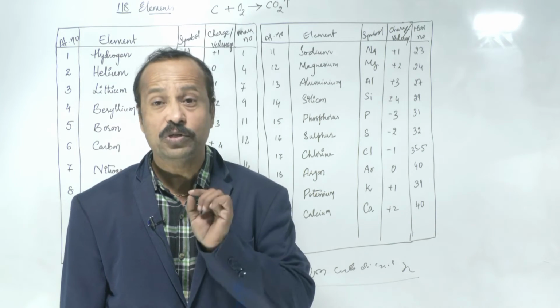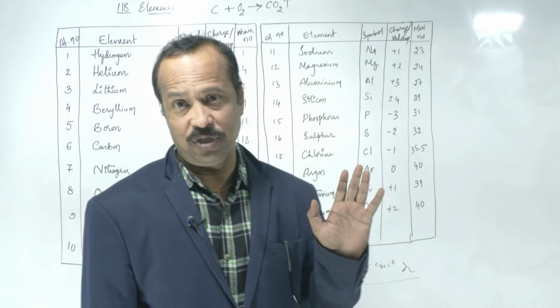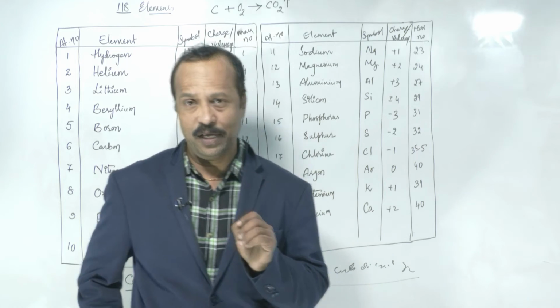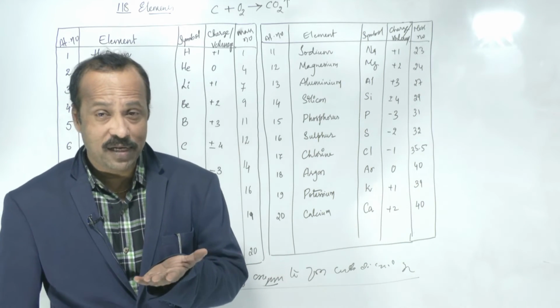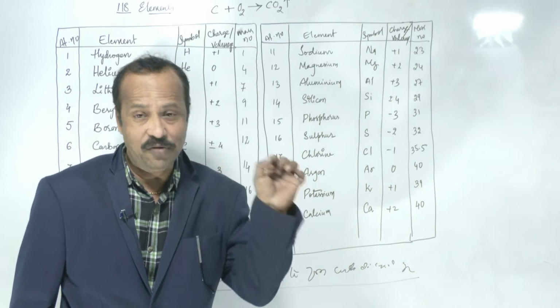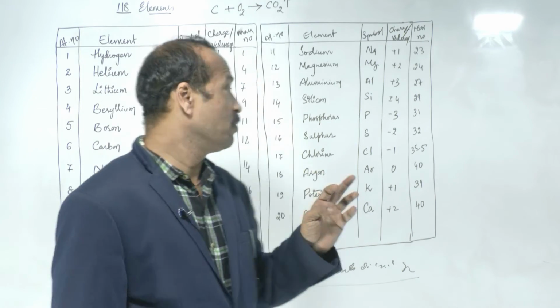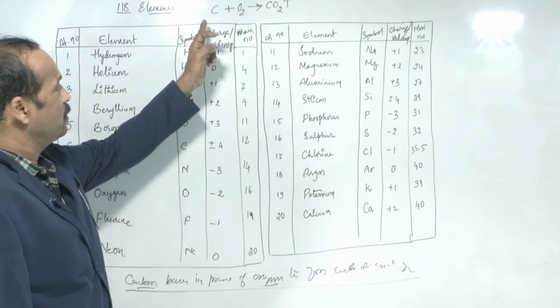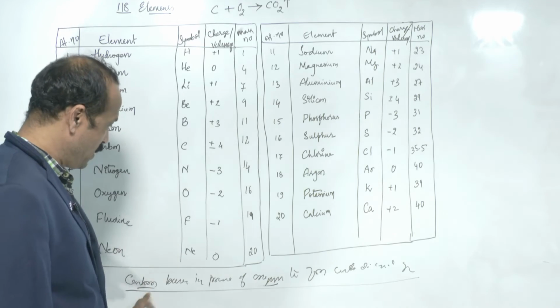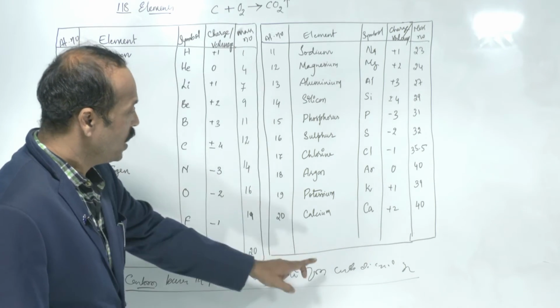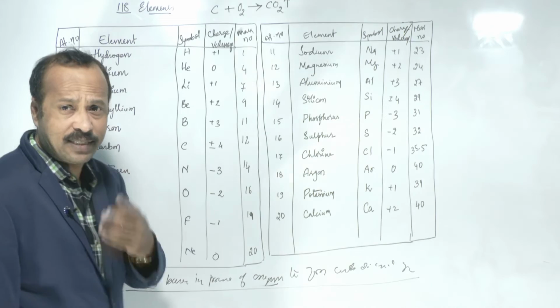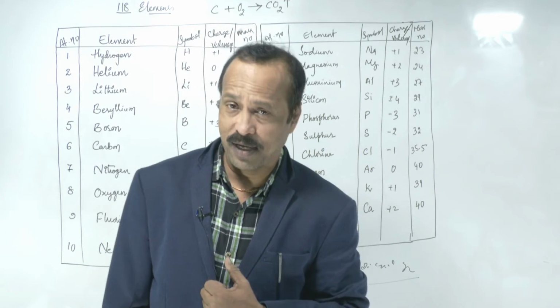Is this clear to you? That is called a chemical equation. How can we represent a chemical equation? By using the symbols and formulae. Here we are using C for carbon, O2 for oxygen, and for carbon dioxide we are writing CO2. This is an easy way to represent one chemical reaction, right?